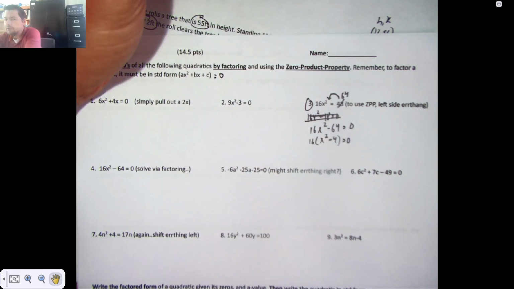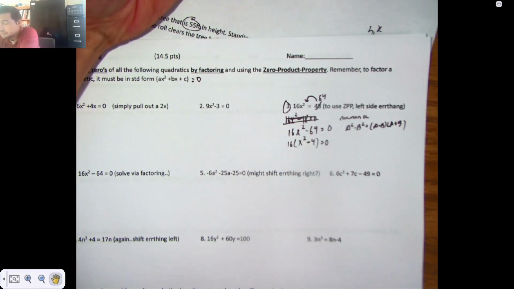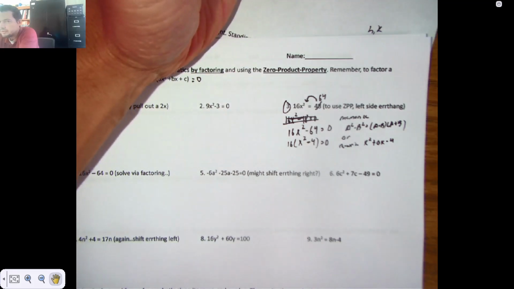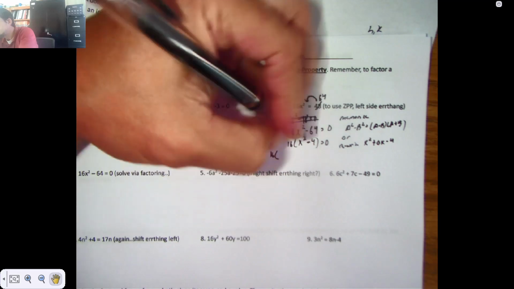Now, there's a couple ways of doing this. You can memorize a squared minus b squared is a minus b times a plus b, which is how you're supposed to do it. Or you can rewrite as x squared plus 0x minus 4. It doesn't really matter how you do it. You're going to get the same thing. 16 stays there.